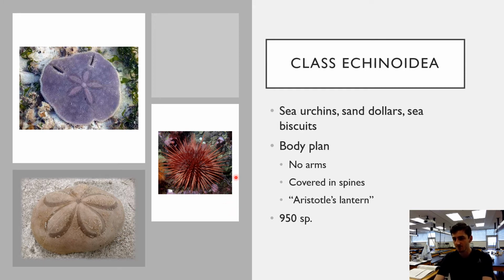So the big difference between this class and the other classes in Echinodermata is that these organisms don't have any arms. So if you compare these guys to the sea stars, Ophiuroidea, or crinoids, they don't have any appendages that they can use to move food to their mouth.